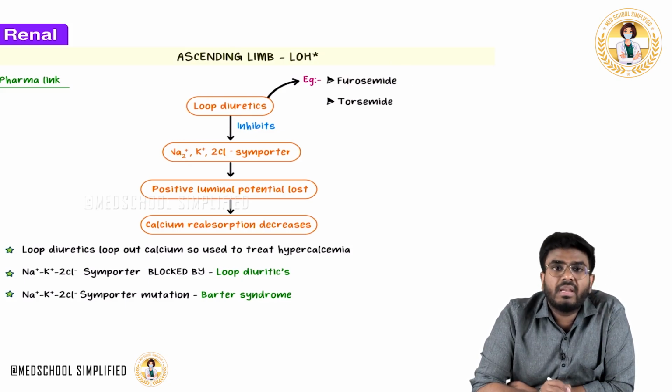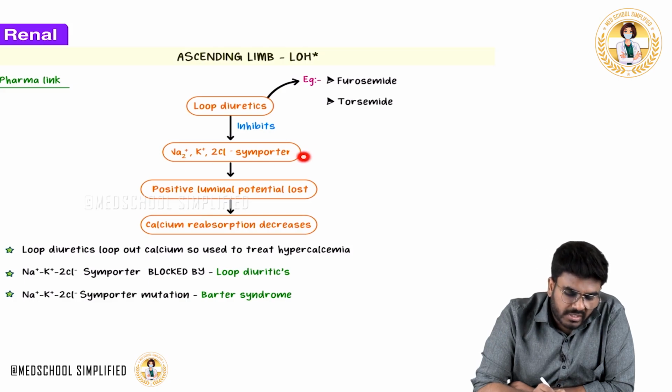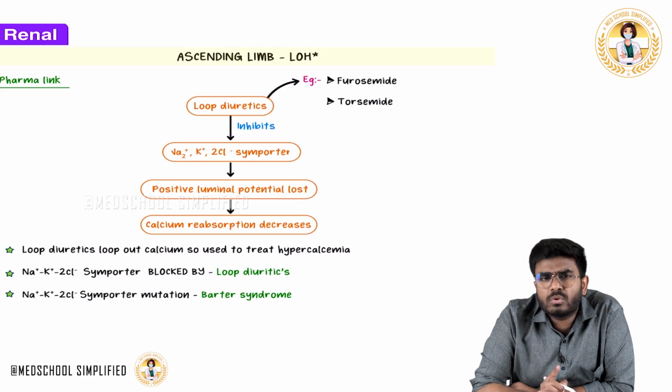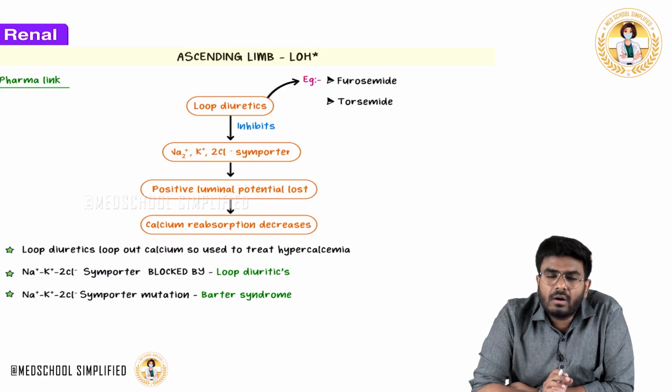On the ascending limb of loop of Henle, there is this transporter present, the sodium potassium 2 chloride importer. That importer is going to be inhibited. The sodium potassium 2 chloride importer is the most important transporter which is sending the solutes into the interstitium. The medullary hyperosmolarity is mainly because of the sodium potassium 2 chloride importer.